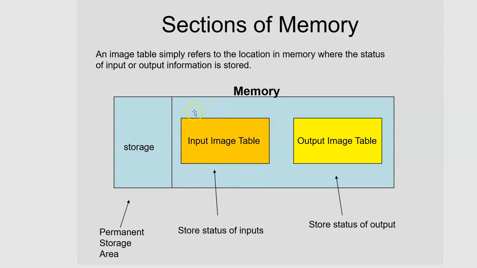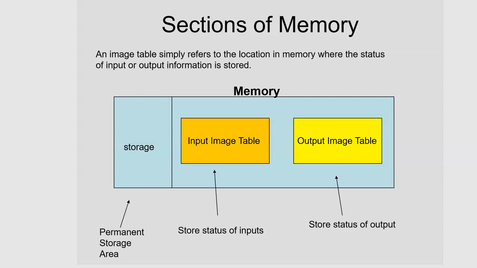So for now, the input image table will basically keep track of the inputs. If those inputs are switches, it'll keep track of whether those switches are open or closed. The output image table will keep track of, depending on what program you put in, whether those outputs should be enabled or disabled. And we'll get more into this a little later. Once I explain the input and output image tables and we look at them a little closer, this will make a little more sense.